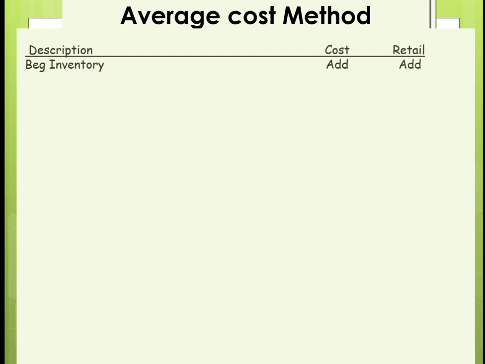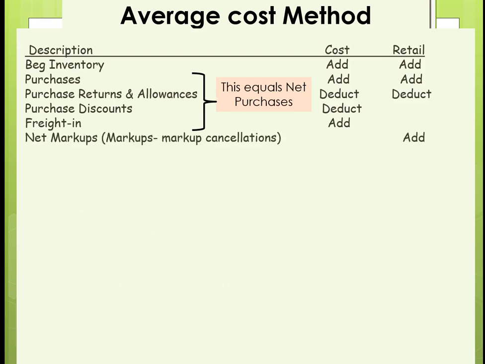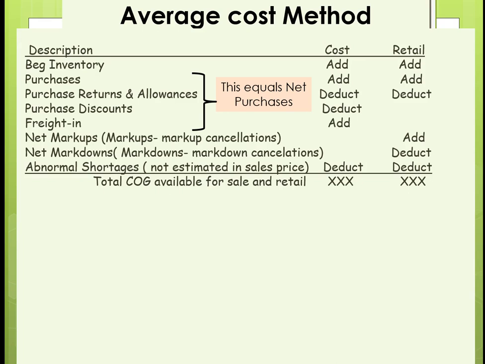Okay, the average cost method. You're going to add in your beginning inventory and your purchases. You're going to subtract your returns and discounts. You're going to add in your freight in, and this is also known as net purchases. We're then going to add in net markups and deduct net markdowns. And we're going to take away abnormal shortages, which are at cost and retail, and that's going to give you your total cost of goods available for sale at cost and retail. This is what you're going to use to compute your percentage.